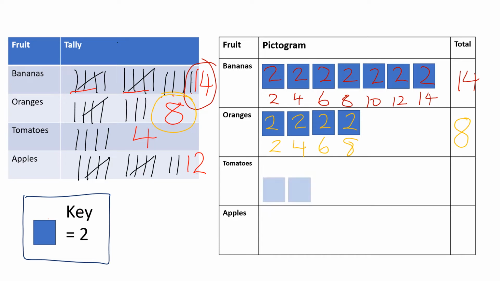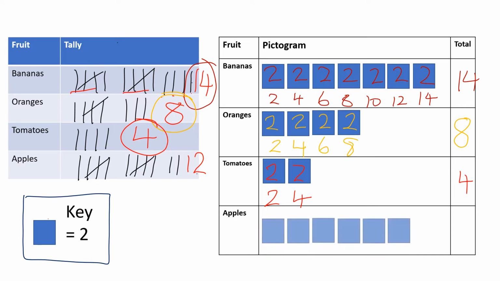And then we could do the same with the tomatoes. So tomatoes, there are only 4 tomatoes. So we don't need 4 squares, of course, because we're counting in 2s again. 2, 4. So this is handy when we're doing our times tables.